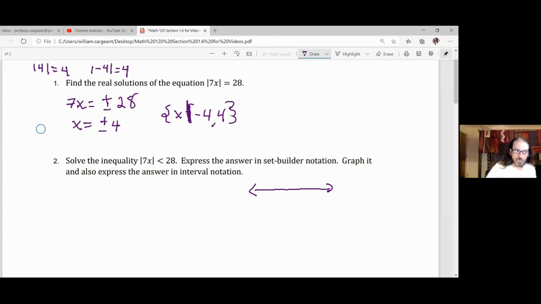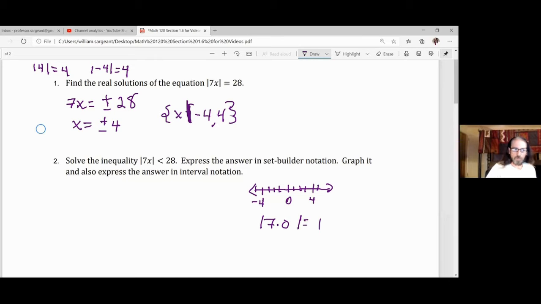So I'm going to mark off negative 4 and positive 4, as well as some points in between and to the outside, both in the left arm of the number line and the right arm of the number line. It's a bit of overkill, but I'm going to check both, one that's in between and one that's in the left arm and one that's in the right arm.